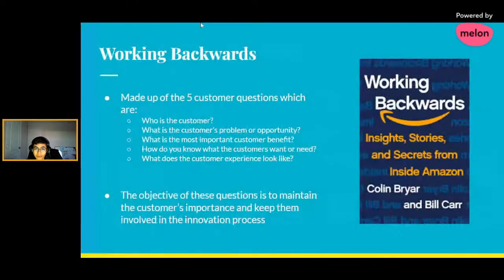Next, working backwards. Working backwards is made up of the 5 customer questions. The following are the 5. Who is the customer? What is the customer's problem or opportunity? What is the most important customer benefit? How do you know what the customers want or need? And what does the customer experience look like? All of these questions have a similar objective: to maintain the customer's importance as well as keep them involved throughout the innovation process. That's why it's called working backwards from the customer.